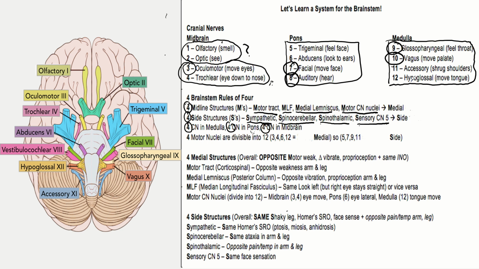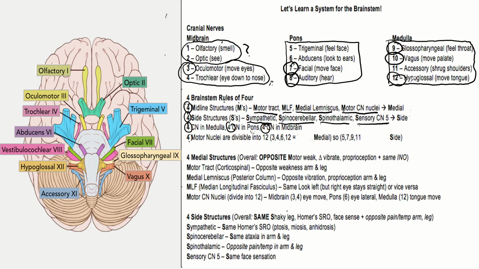So a lot of the dysses, because they have abnormalities of palate movement, pharyngeal movement as well. Another one that's really specific to the medulla is going to be that 12. So hypoglossal nerve abnormality is going to be very specific to the medulla. So if you see that, that's where the lesion is. Also, it's motor.